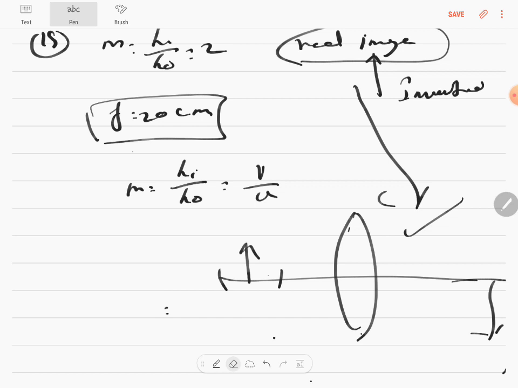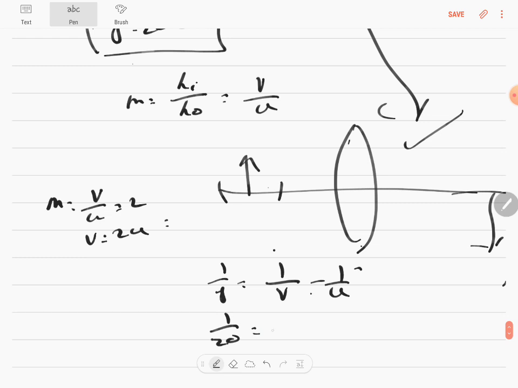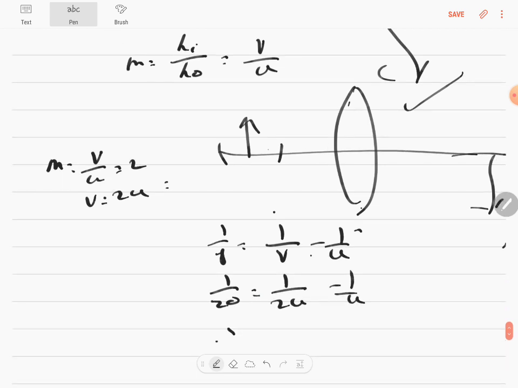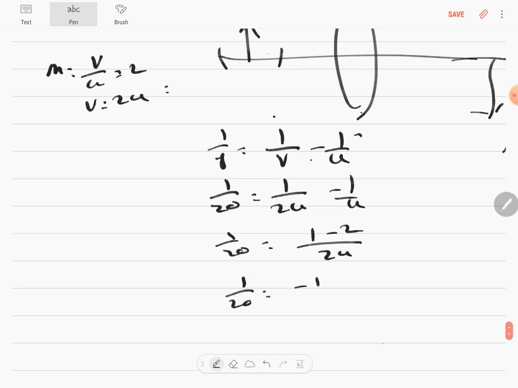I'm just trying to figure out the object distance. Since the linear magnification itself is 2, which is also V by U equal to 2, so V is equal to 2U. Using 1 by F is equal to 1 by V minus 1 by U, with 1 by F being 20 as given, 1 by V is 1 by 2U minus 1 by U. So 1 by 20 is equal to, with 2U as the LCM, 1 minus 2 over 2U, so 1 by 20 is equal to minus 1 by 2U. So U is equal to minus 10.